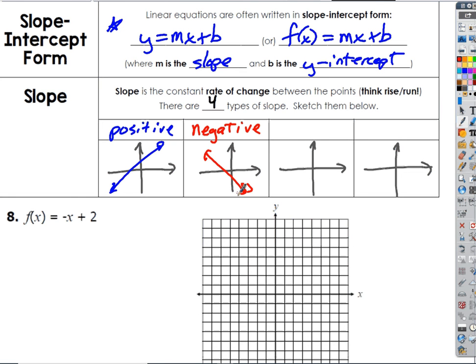Good. Okay, now the two that are a little bit weirder. What if you have 0 slope? So what now? Flat. Flat, but which flat? Is it flat vertical or flat horizontal? Horizontal. Yeah. Now let's talk about why.